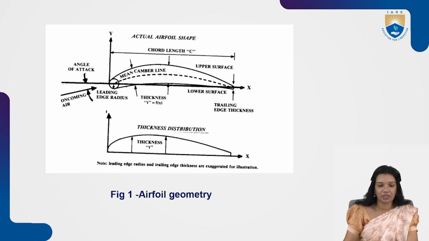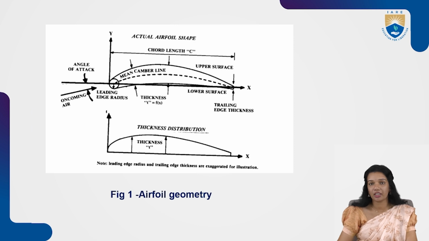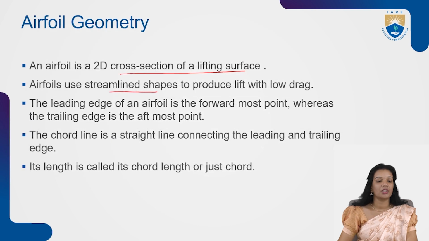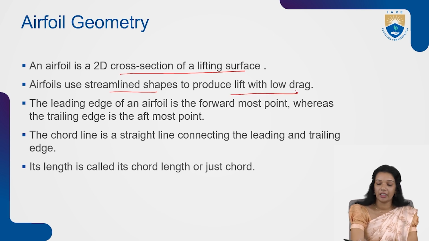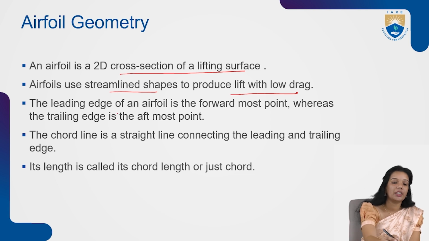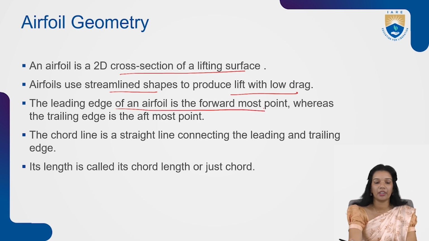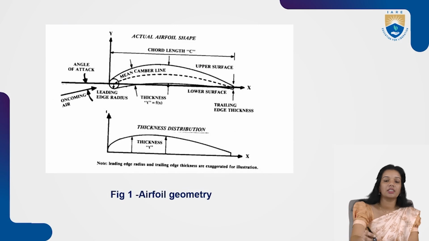Then the nomenclature, if we see, I'm sure we have studied this in previous semesters, but just a glimpse of it is given here because we need to finally do certain numericals or estimate certain values. So we'll take it one more time, right? Use streamlined shapes to produce lift with low drag, right? Then the leading edge and trailing edge, we know, the beginning point to the ending point, right? The leading edge of the airfoil is the forwardmost point, whereas the trailing edge is the aft point.